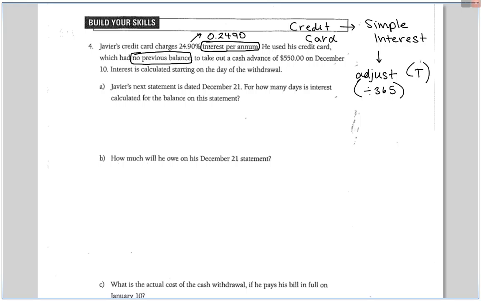Okay, so it says he took out the cash advance of $550. So the $550 is which letter? P. We have the 0.249, which is R. So all we need, guys, is the T. It says interest is calculated starting on the day of the withdrawal.